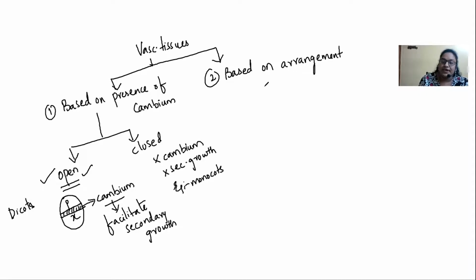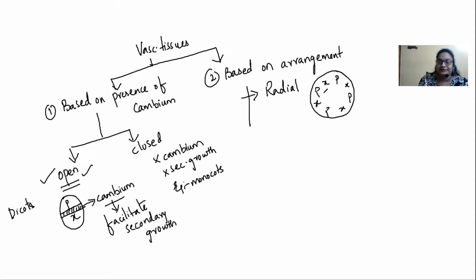Now, coming to the classification based on the arrangement, we first classify them into radial. Radial is nothing but here you can literally consider that the vascular tissues are not vascular bundles at all. Why? Because the xylem and the phloem are present separately. They are not present as a bundle, and they are present on different radii. This is another important point.